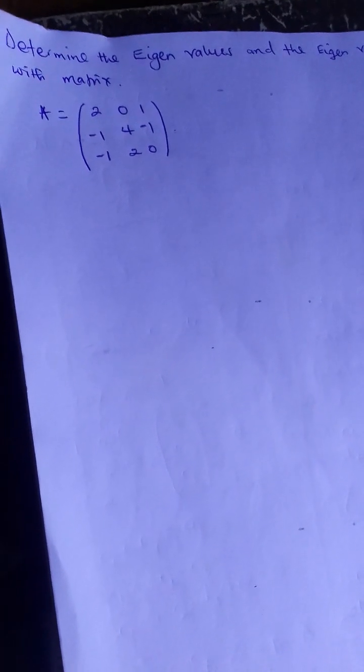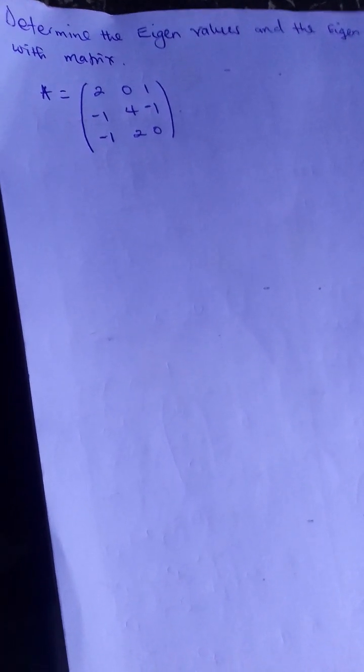So here you may be given a question to determine the eigenvalues and eigenvectors associated with the matrix A equaling [2, 0, 1; -1, 4, -1; -1, 2, 0]. So how do we come up with the eigenvalues and eigenvectors? It's what we are going to look at.